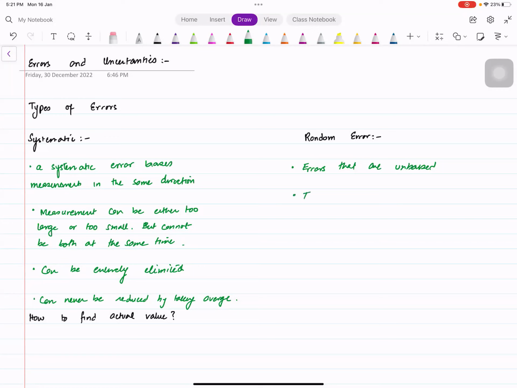So because of that, they show a spread of some too large values and some too small values. Okay. It can be both at the same time. That's the thing. Okay.